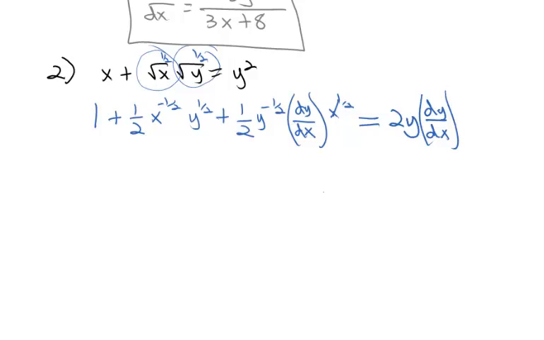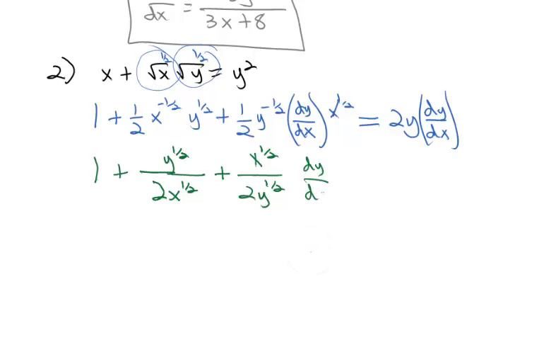Now, this one might need some cleanup, so let's do 1 plus the negative exponent moves x to the 1/2 to the denominator. y to the 1/2 stays on top. Plus the negative exponent moves the y to the 1/2 to the denominator with the 2. The x to the 1/2 is in the numerator. dy/dx equals 2y dy/dx.